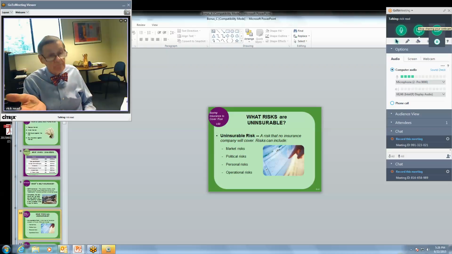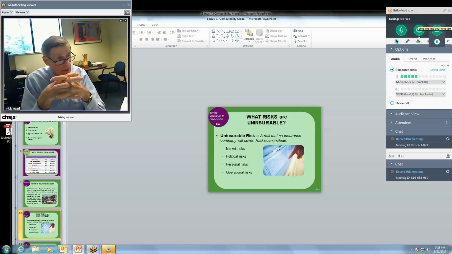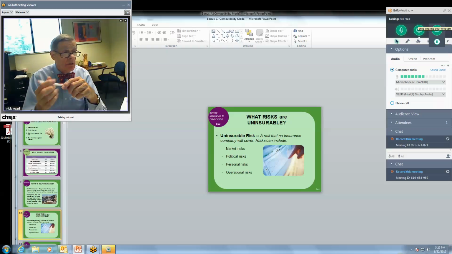Political risk, we don't think of that too much in this country, but in some other countries there is, where you have an overturn of government, et cetera. Personal risk, no, you can't get insurance for that. And finally, operational risk, that's the same thing. Operational risk would be, all of a sudden you're not operating the way you used to operate for a various set of reasons. You're not going to be able to get insurance for that.